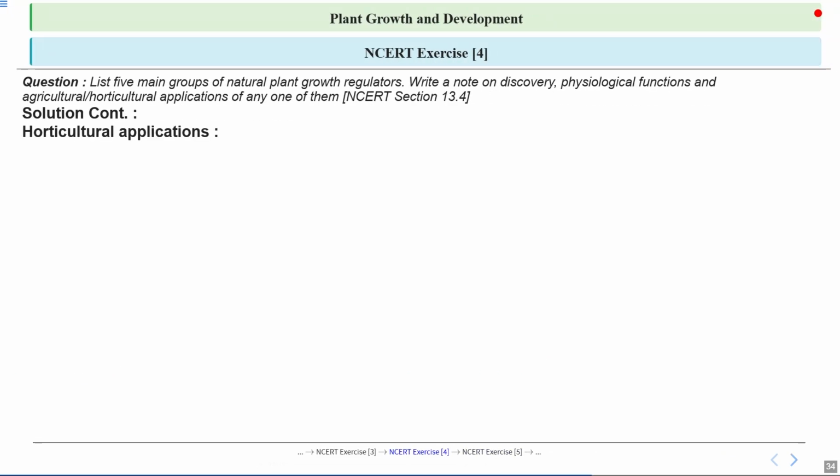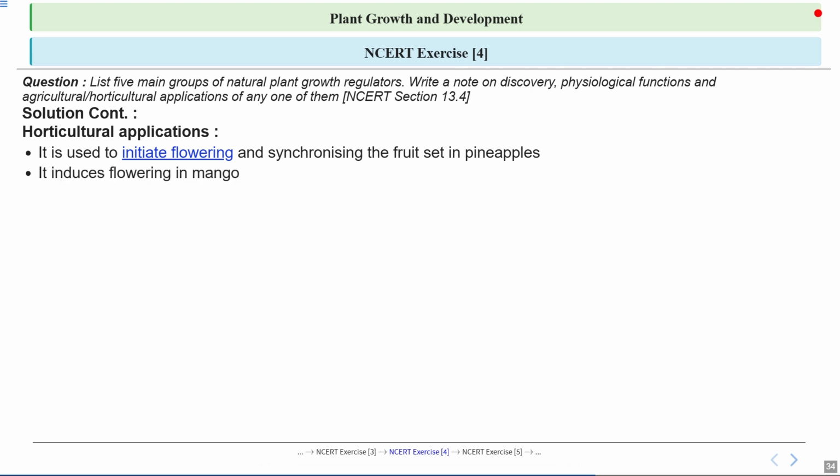Talking about horticultural applications, it is used to initiate flowering and synchronize fruit set in pineapples. This means farmers can get all the fruits to develop at the same time, making harvesting easier and more efficient. It also induces flowering in mango. By applying ethylene, growers can control when mango trees flower, which helps in planning the harvest and meeting market demand.